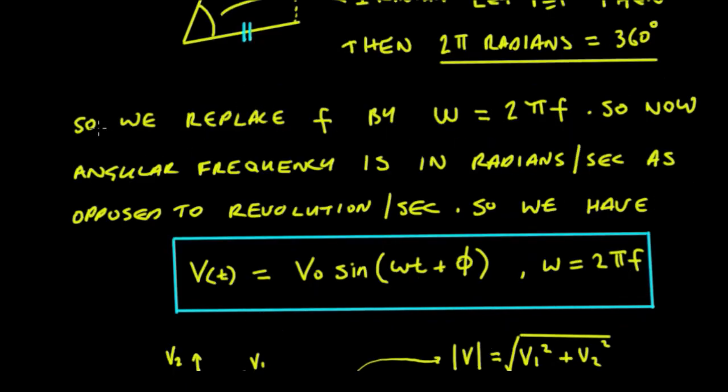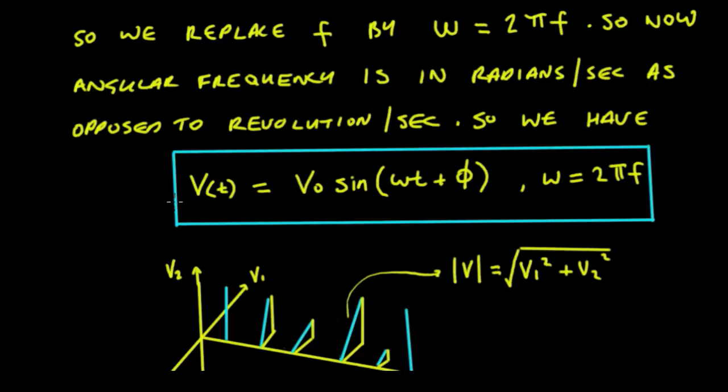So we replace the frequency f by the angular frequency omega, which is 2 pi f. Okay, so now the angular frequency is in radians per second, as opposed to what we had previously in hertz, which is revolutions per second.